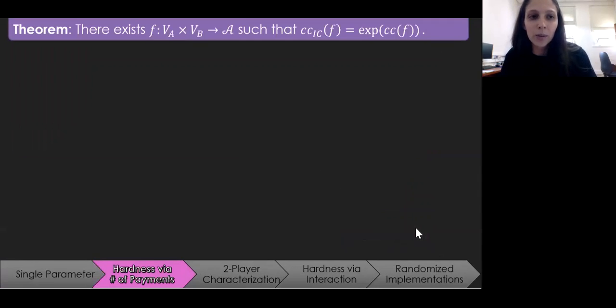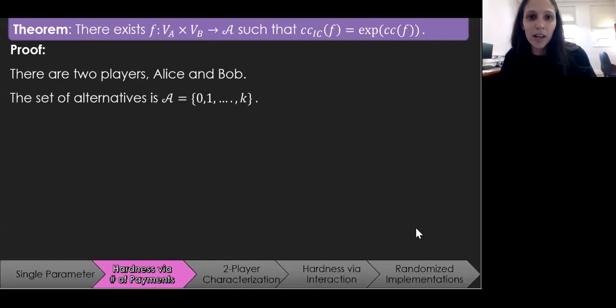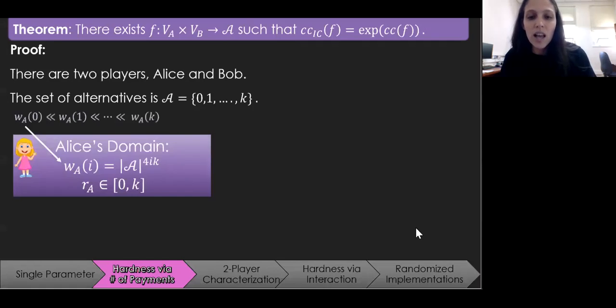Okay, so now we're ready to prove the very first theorem. And it says that there exists a social choice function between two players where the overhead of computing payments is exponential. So we named the two players Alice and Bob, and the set of alternatives is 0 to k. And the domain of Alice is such that her private value is taken from the interval 0 to k. And her public function is increasing very rapidly. She prefers alternative 2 much more than she prefers alternative 1, and she prefers alternative 1 much more than she prefers alternative 0, and so on.